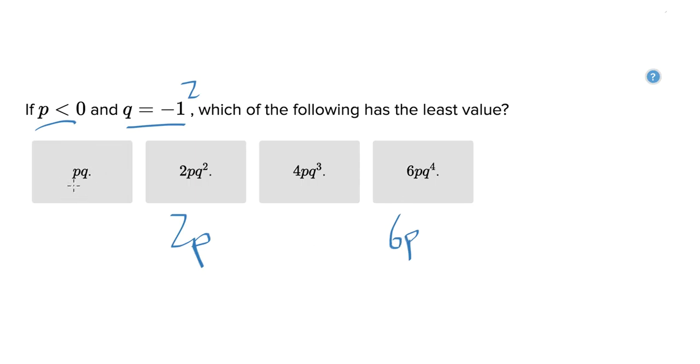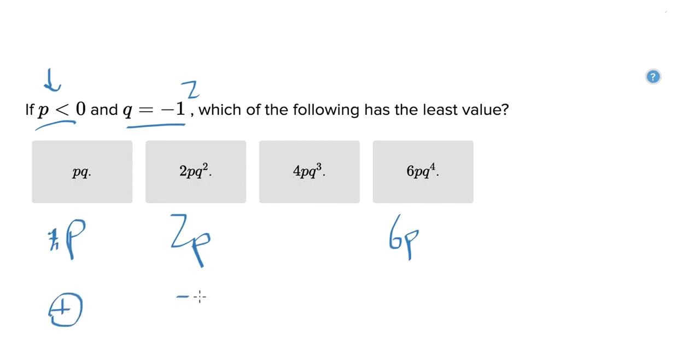But for the pq and the 4pq cubed, the q is actually just going to be a negative 1, so it's going to make the p negative, but p is already negative. So if you make that negative negative, you're pretty much saying that you're going to have a positive p here, and a positive value for p.